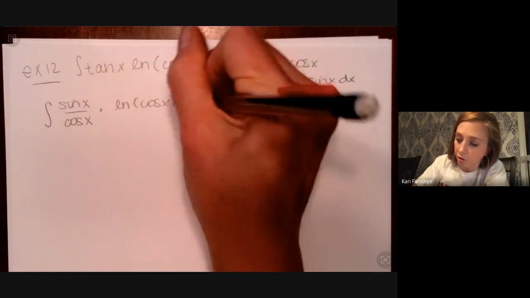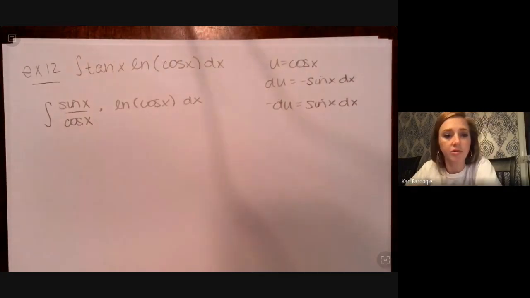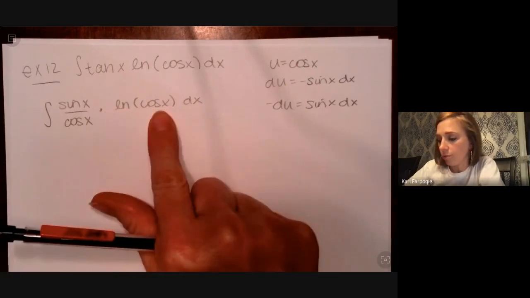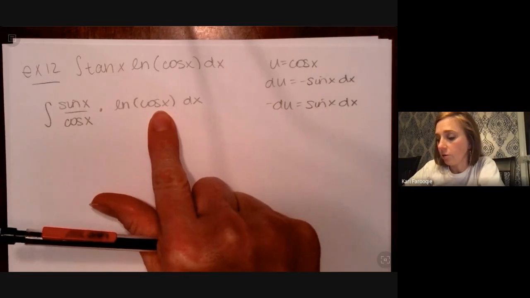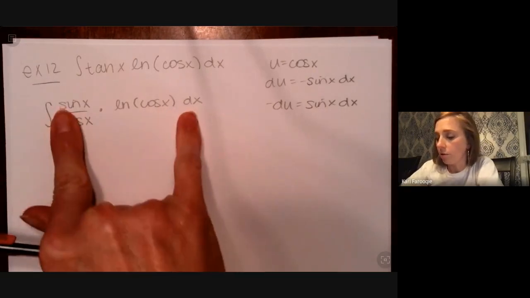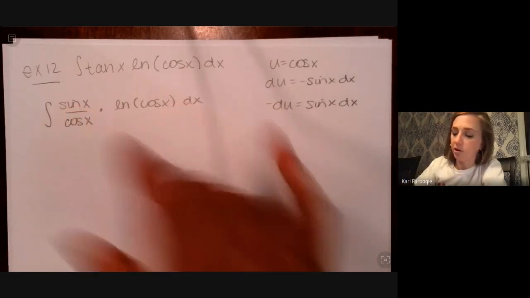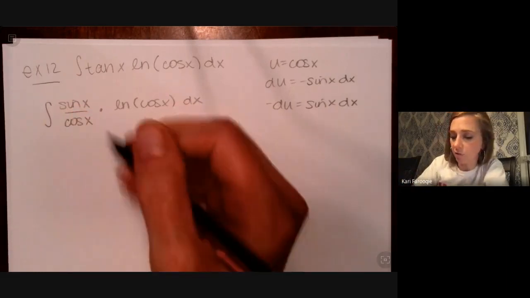We'll just write it all in terms of x for a second, and then we'll start to sub in a minute. Okay. All right, so I'm going to have the natural log of u, and then negative du is going to become sine x dx. So we can start to replace things as we see them.